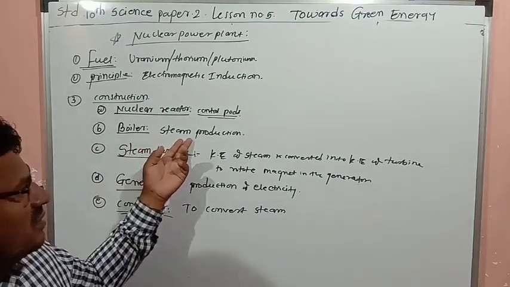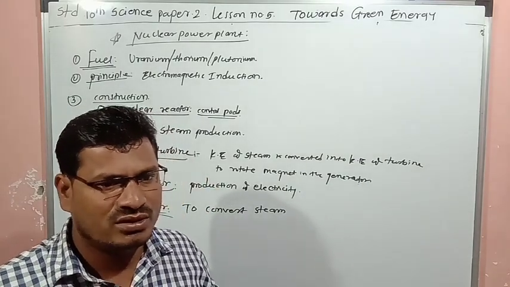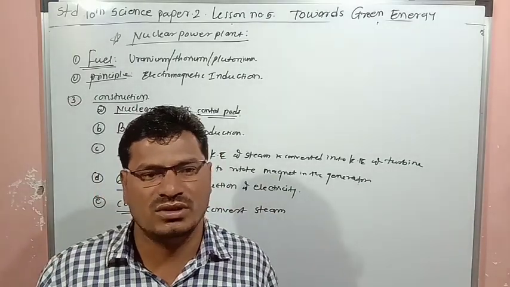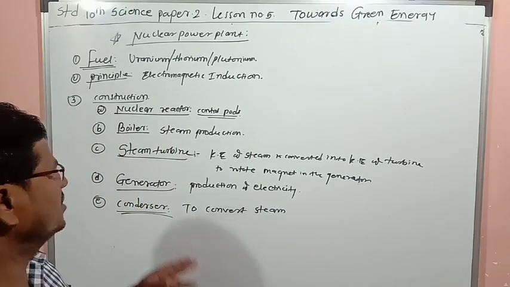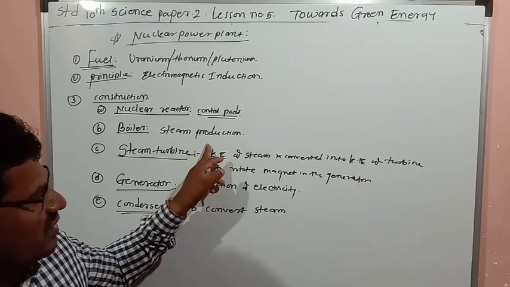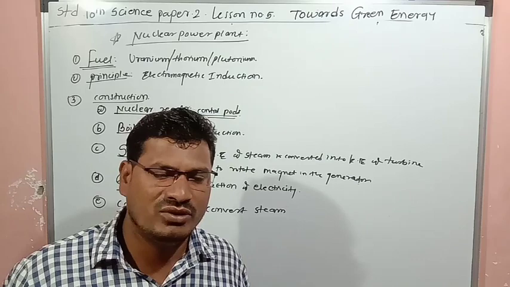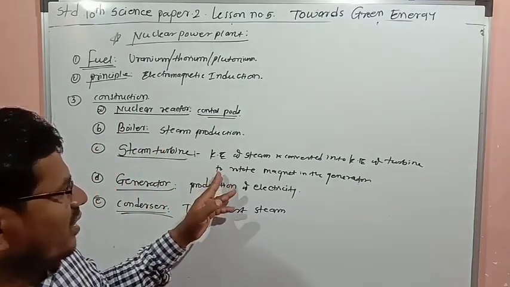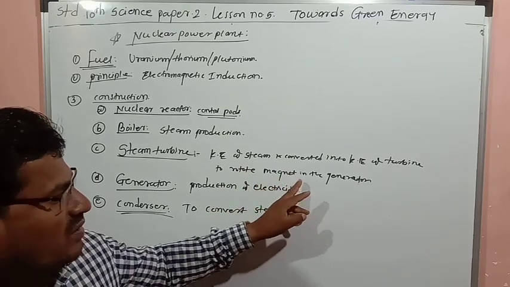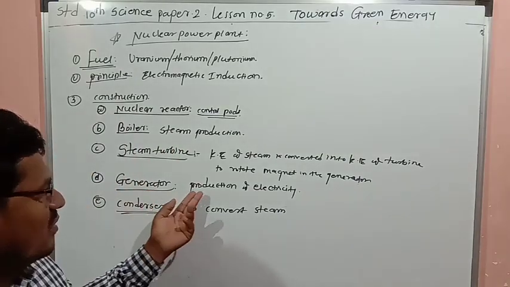Then the boiler, for steam production. In the boiler, water is heated and converted into steam. Then a steam turbine is there. Steam has kinetic energy, and the kinetic energy of steam is converted into kinetic energy of the turbine, which means the turbine will rotate. When the turbine rotates, a magnet in the generator is rotated and electricity is produced.